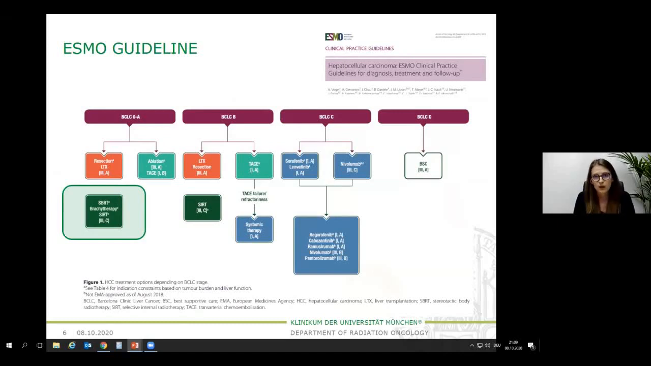Like in the ESMO guideline, that's the European guideline for medical oncology, for the treatment of the hepatocellular carcinoma. You can see that brachytherapy is already now a treatment option for the early stage hepatocellular carcinoma, and it has the same level of evidence as SBRT, which means that you can treat your patients and you can already refer to a guideline.